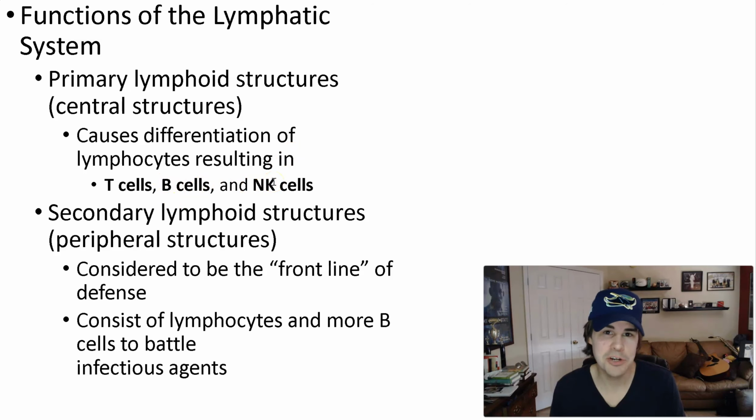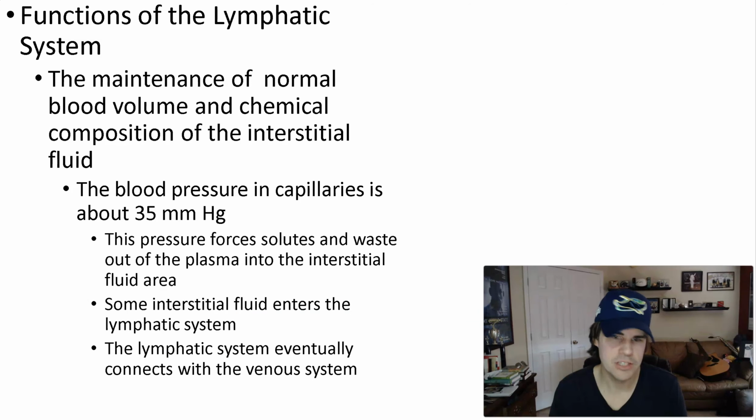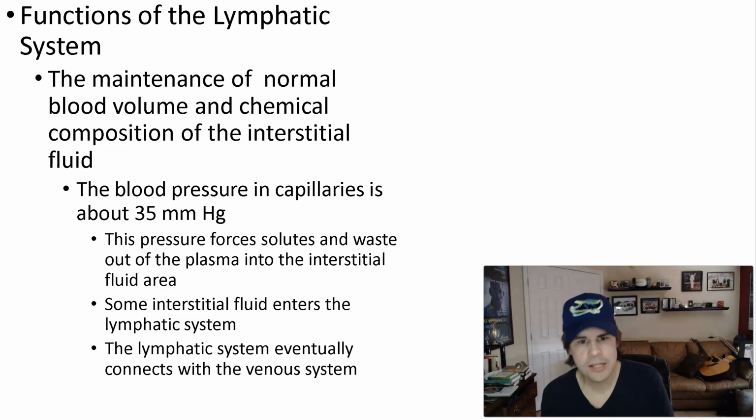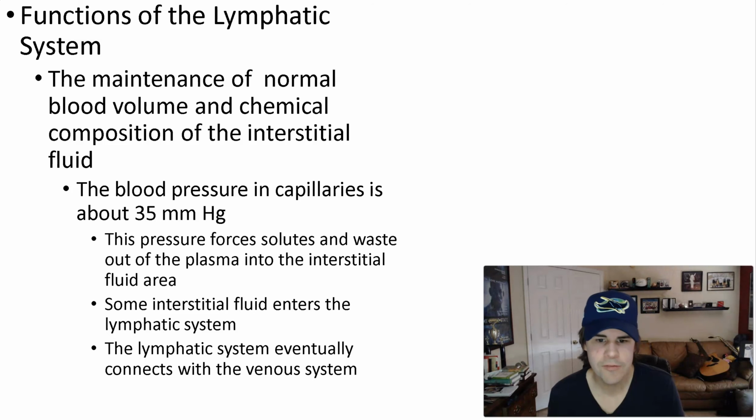You actually have cells in your body called natural killer cells. That's pretty crazy to think about. But your body doesn't play around. It was built to protect you at all costs. And so secondary lymphoid structures are considered to be the front line of defense. This is our front line of defense against the pathogens in the world. And so also it maintains normal blood volume and chemical composition of interstitial fluid.